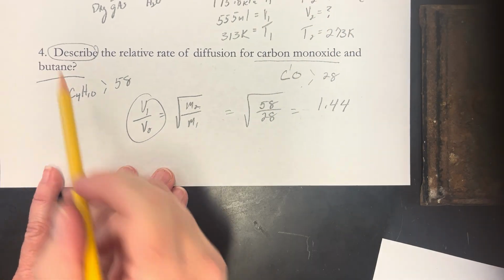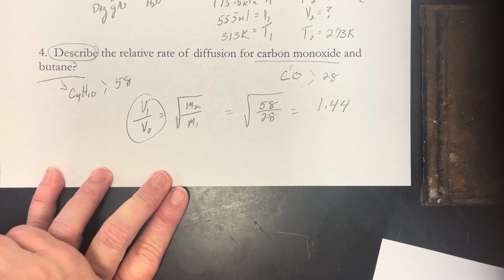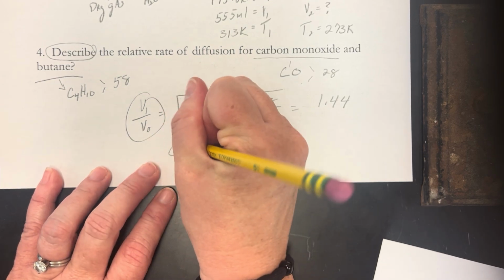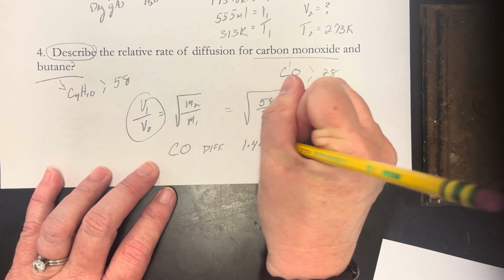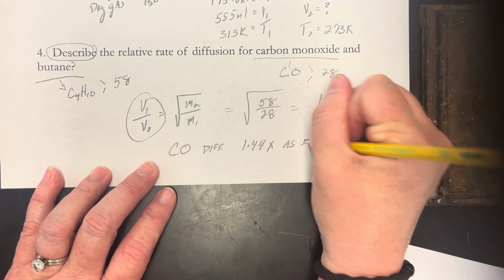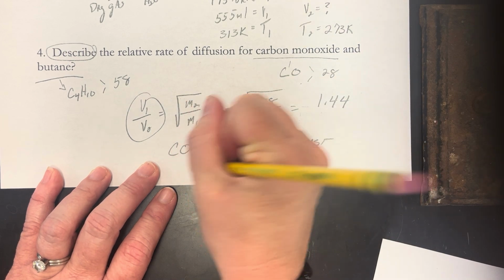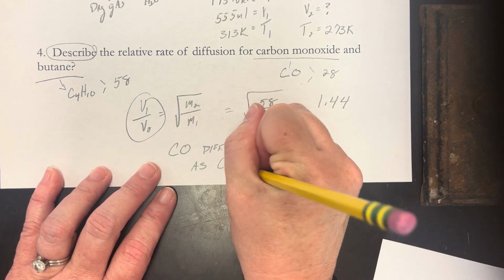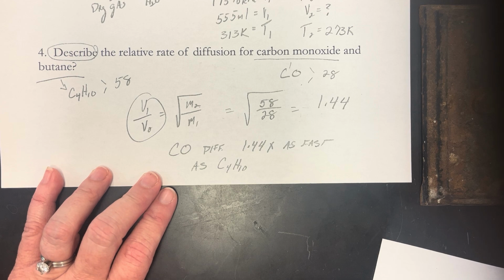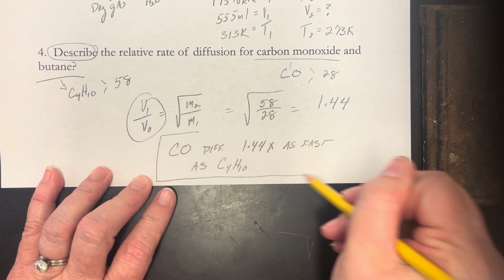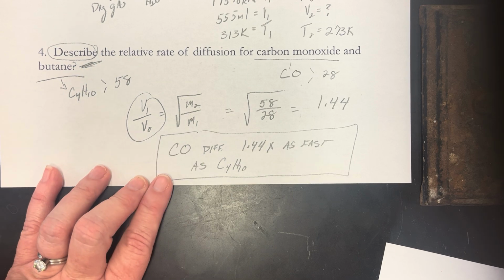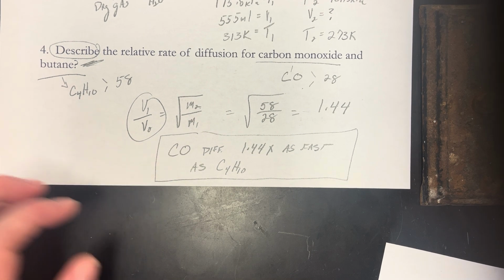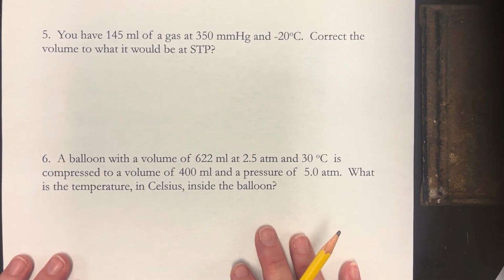Now be careful. I asked you to describe, so now you have to describe it. All you have to do, carbon monoxide diffuses 1.44 times as fast as C4H10, or you could certainly use the words carbon monoxide and the word butane. Either one is fine. But this is what we are looking for as our final answer when we ask you to describe. Okay. All right, now let's take a look at our last 2 problems for the review session today.